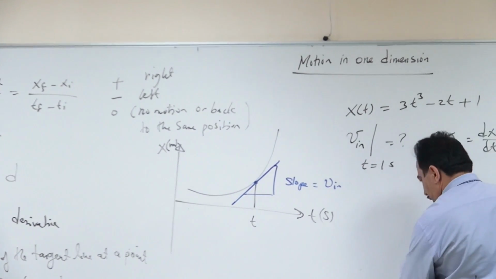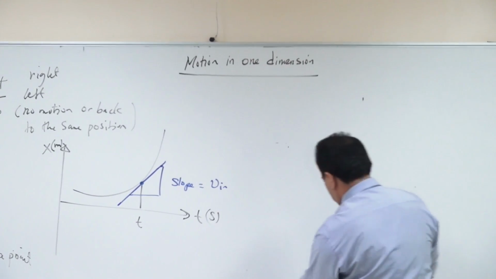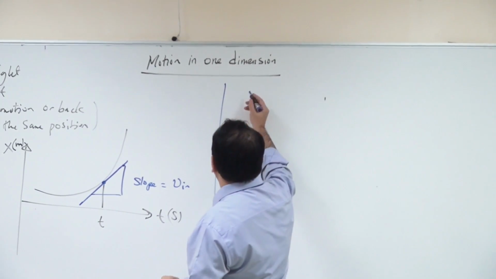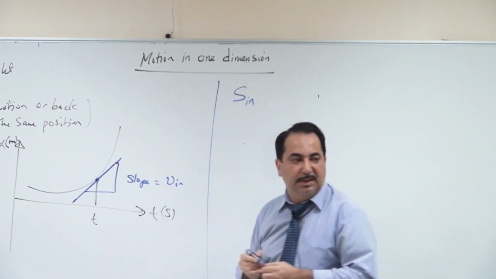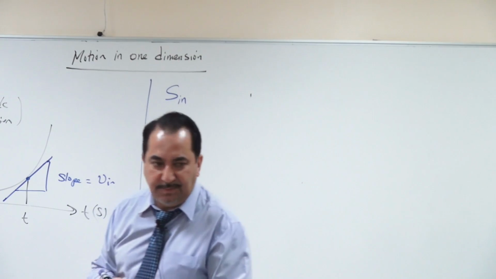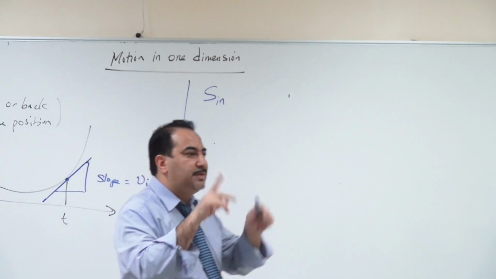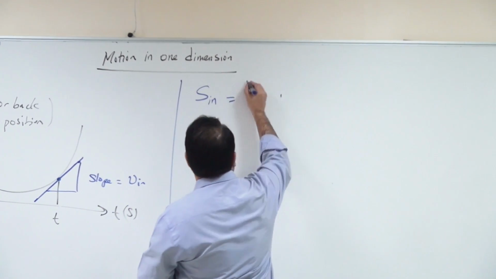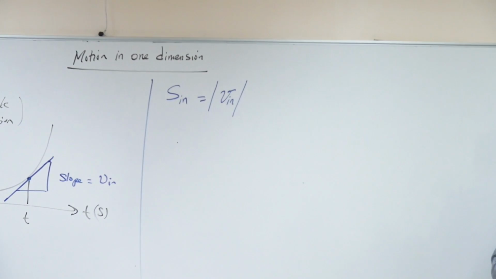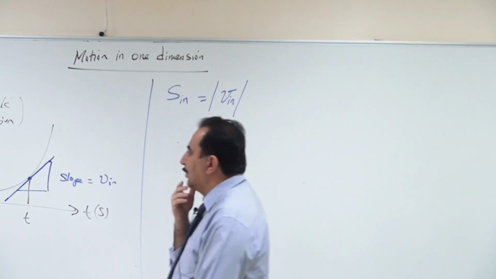Now, the next thing we talked about after instantaneous velocity was instantaneous speed. And instantaneous speed is easy to find. Just take the instantaneous velocity and remove the sign, which means the absolute value of the instantaneous velocity. Because the speed is always positive. Velocity is sometimes positive, sometimes negative. Okay?